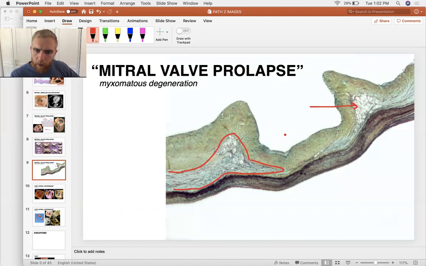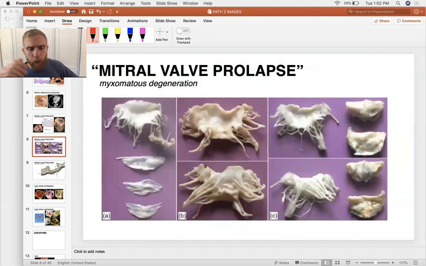So I'm going to put in brackets here what a normal valve looks like, basically. Again, notice how flat this region is within the brackets. Notice how it doesn't have this kind of middle layer that's fluffing it up on either side of it. That's what myxomatous degeneration looks like under a microscope. And then one more time with the gross view.